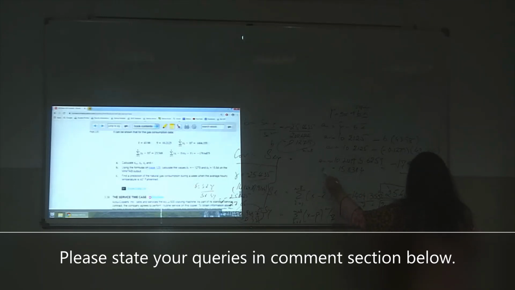Now we need to find the trend line, which is y cap is equal to a plus bx. So placing the values: 15.8384 plus b, where the value of b is minus 0.1279, into 40, because x has been given to us as 40 degrees.